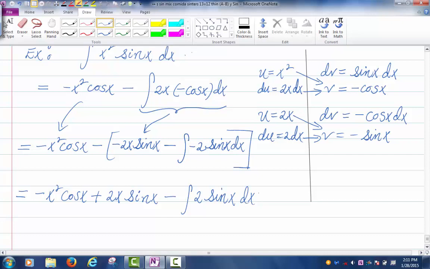Where is the negative coming from, that doesn't come to 2x? You're talking about this? Yeah. This one came from multiplying 2x and negative sine x. So negative 2x sine x.